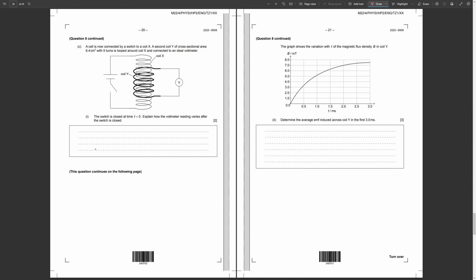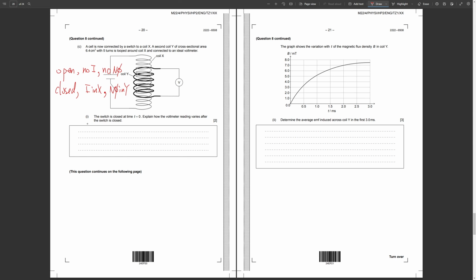Part C, we have a coil Y looping around the coil X. The coil X is connected to a cell, however, initially it was an open circuit. When it was an open circuit, there is no current. When there is no current, there is no magnetic flux linkage at all. Once the circuit is closed, there is a current running through X, and there will be a magnetic flux linkage in Y. There is a change in flux linkage at the instant of closing the switch.